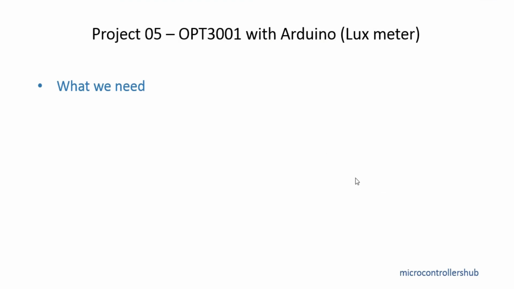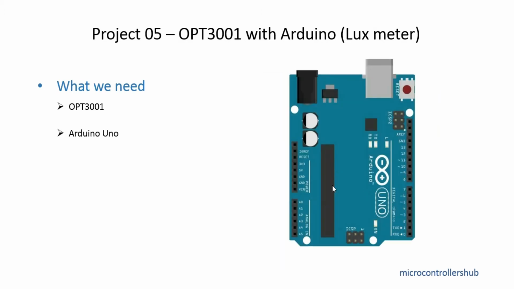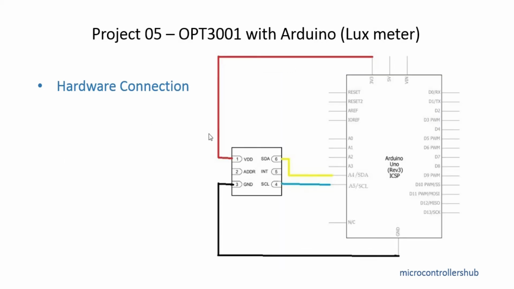For the sake of this project, I have prepared a small PCB of OPT3001. Along with this, we would need an Arduino and a few jumper wires. The simplest part of this project is the hardware connection. We will start with connecting power lines to OPT3001.